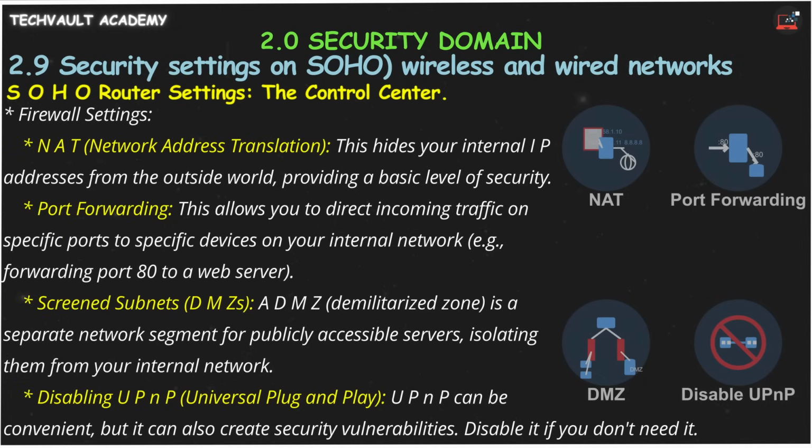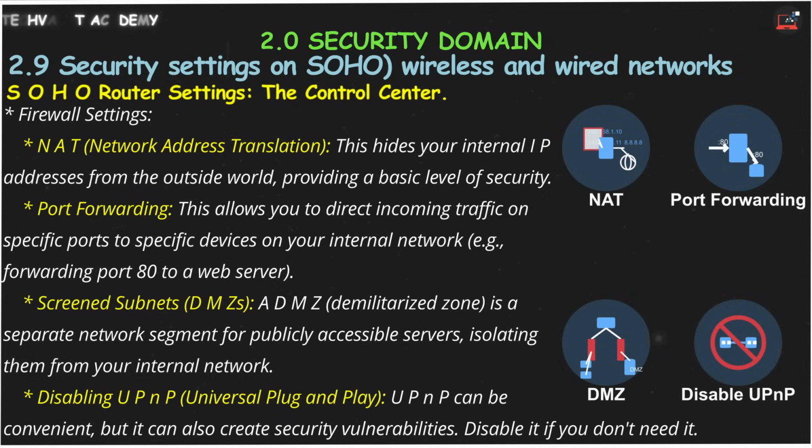Firewall settings. NAT, network address translation. This hides your internal IP addresses from the outside world, providing a basic level of security. Port forwarding. This allows you to direct incoming traffic on specific ports to specific devices on your internal network. For example, forwarding port 80 to a web server. Screened subnets, DMZs. A DMZ, demilitarized zone, is a separate network segment for publicly accessible servers, isolating them from your internal network.